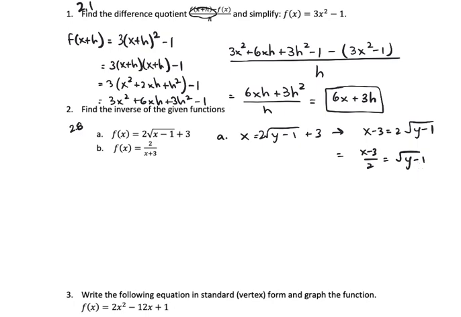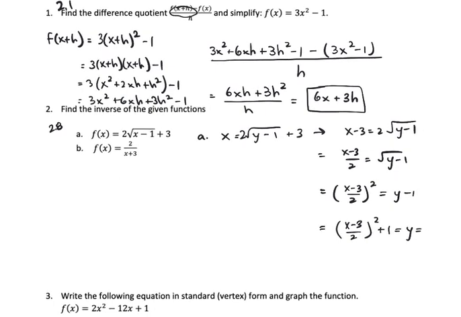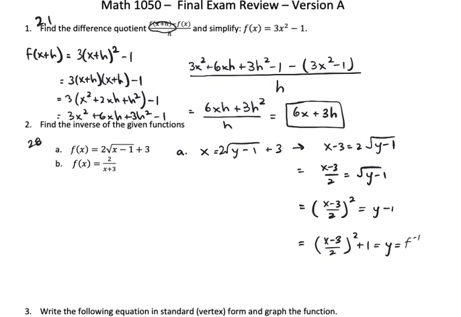Now before we can add 1, we need to get rid of the square root. So we need to square here and then put parentheses and square that. And finally, add 1 and add 1 outside of the parenthesis. And remember to write this as the inverse of f.